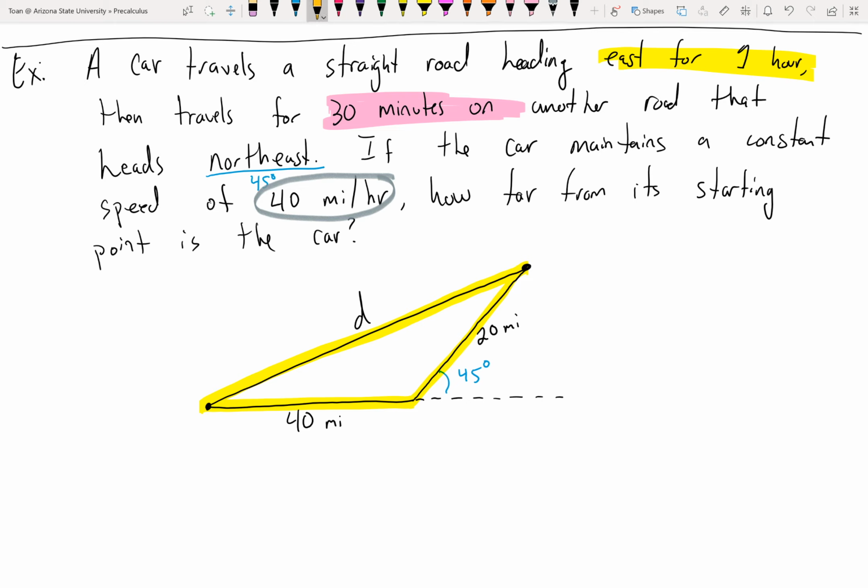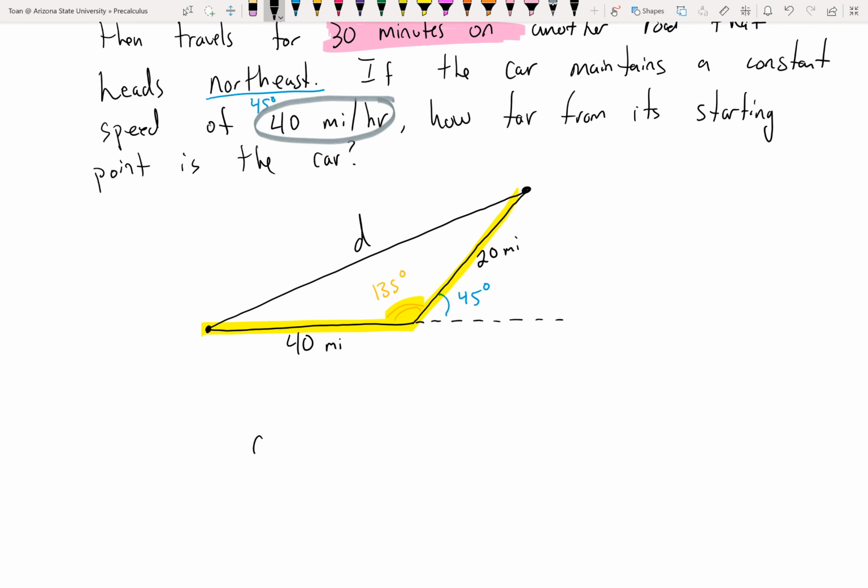Well, we need to remember in geometry that a straight angle adds up to 180. So if the exterior angle is 45, the interior must be 180 minus 45, which is 135. Lo and behold, look at what we have. We have side angle side. And that's classic law of cosines. So solving it should be a piece of cake.